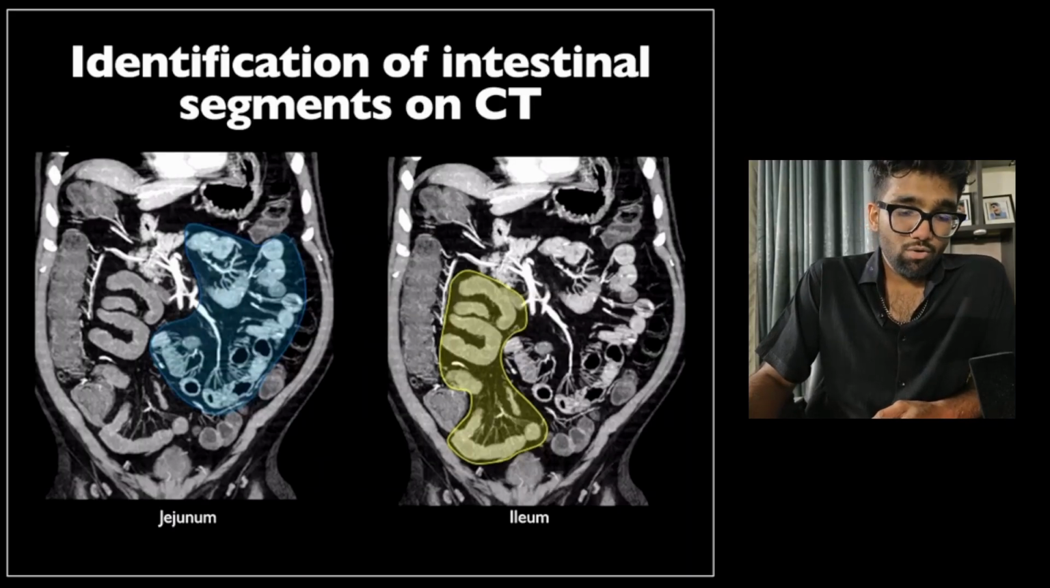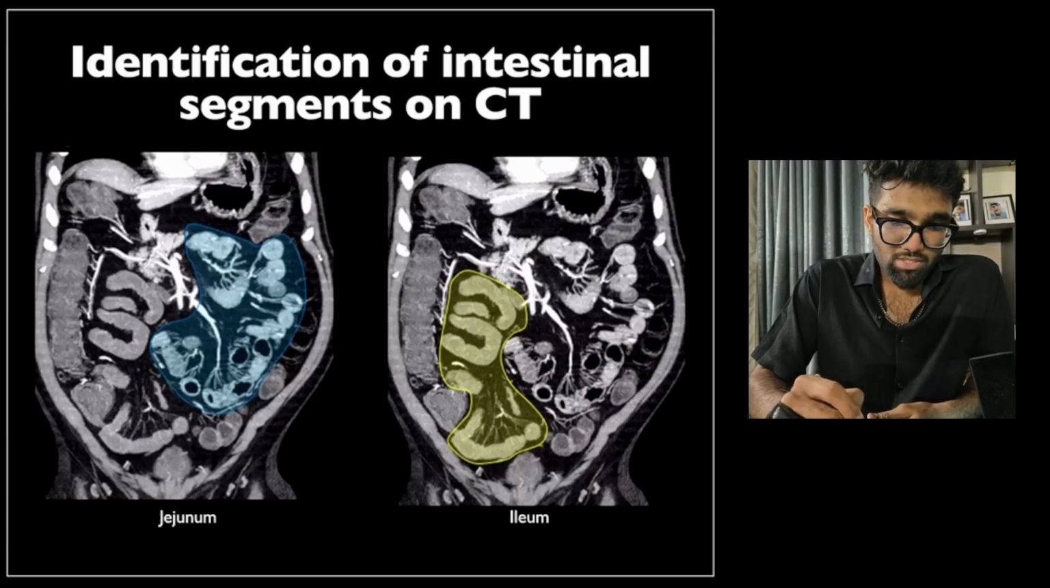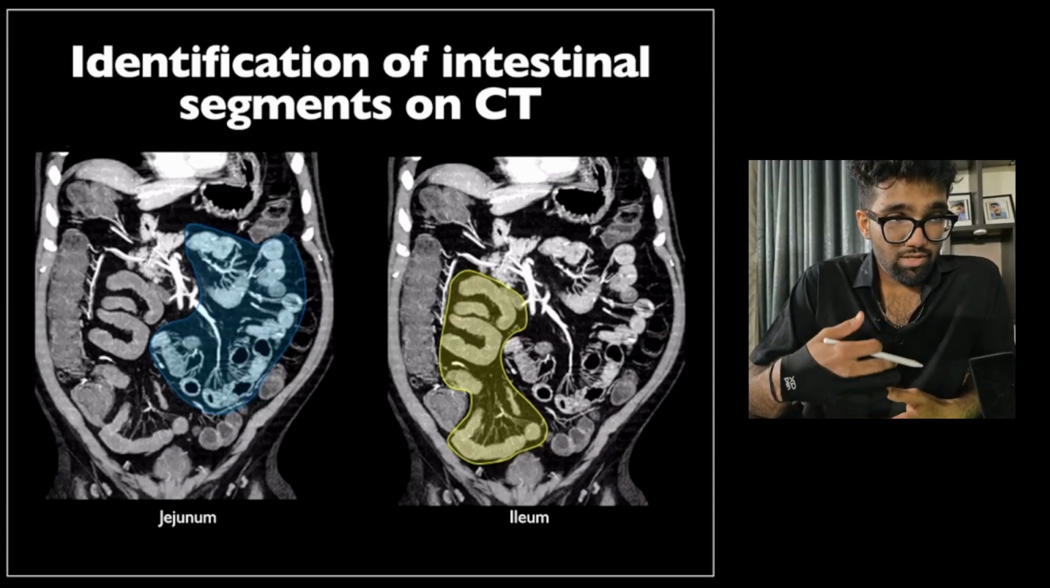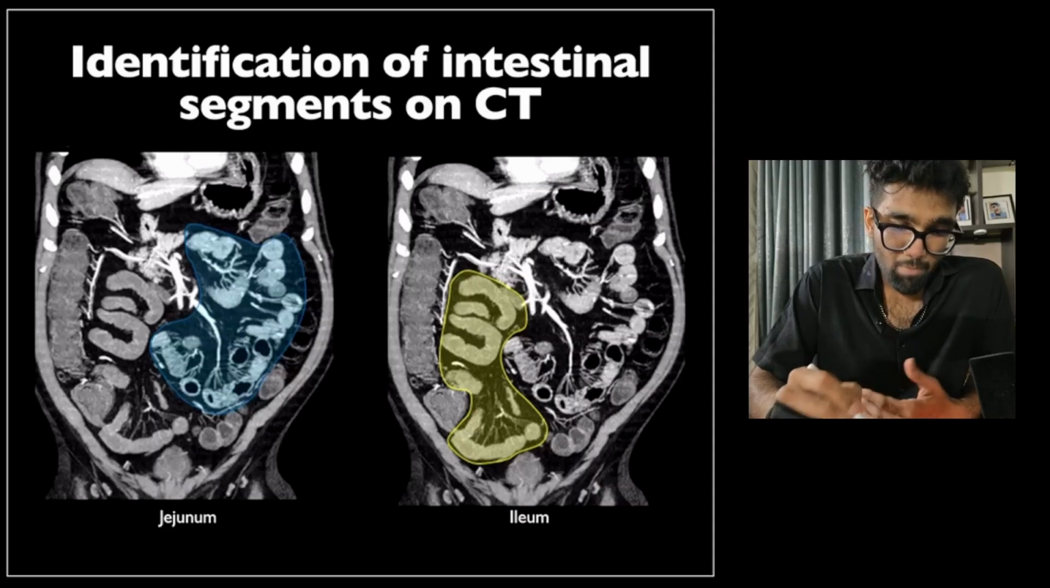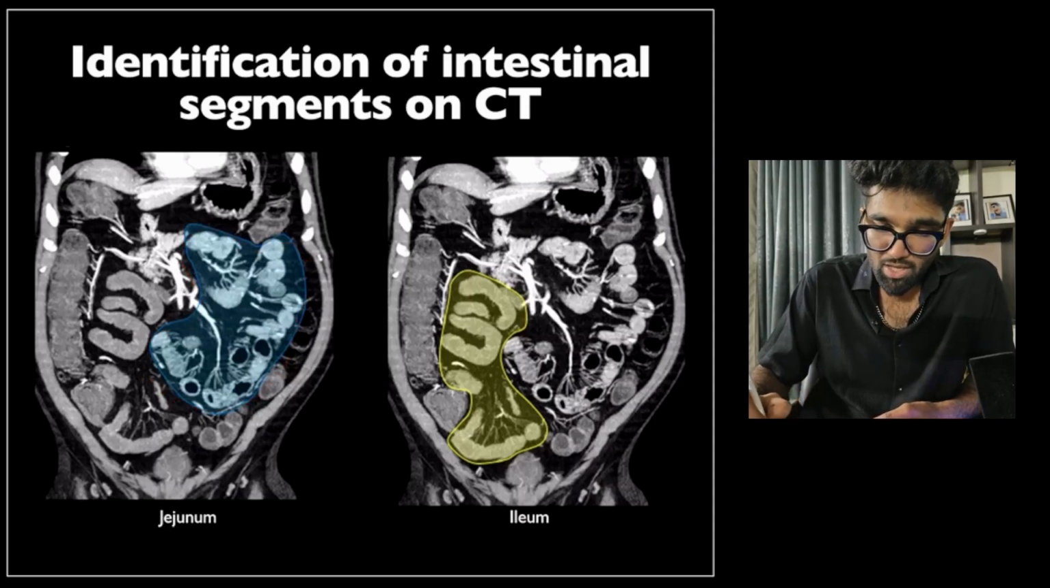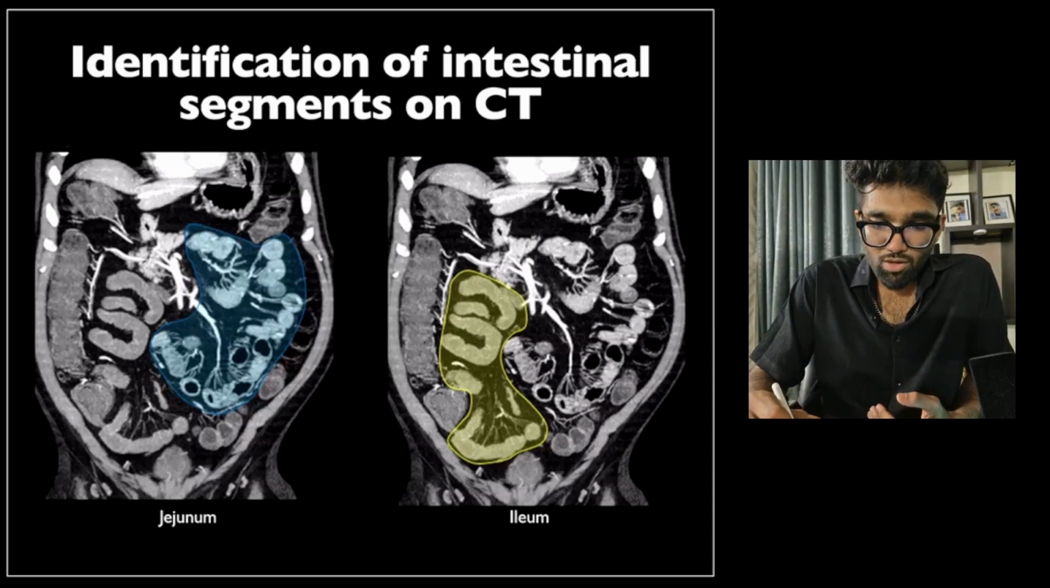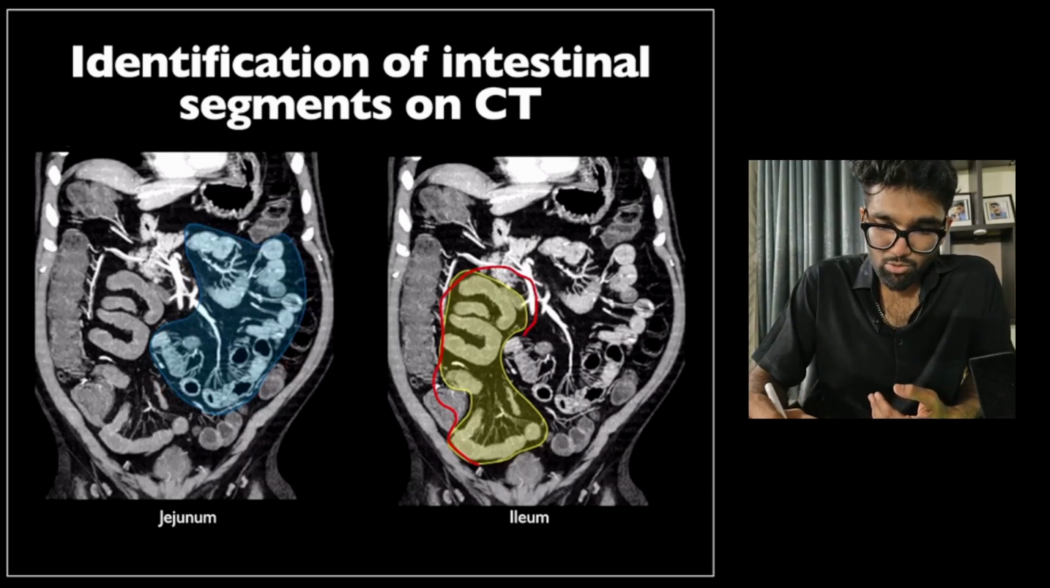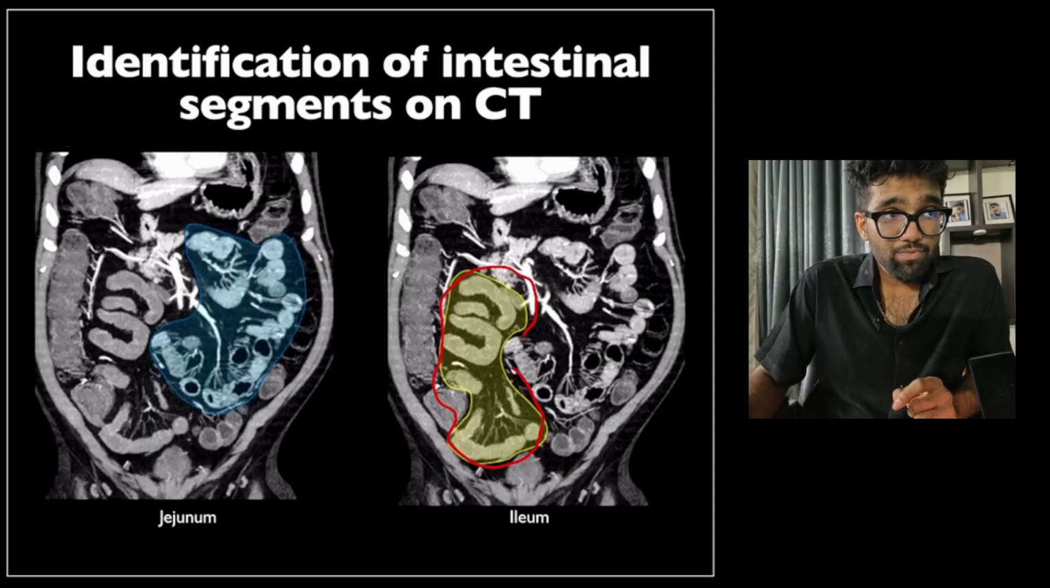Okay. Now again using coronal images, you can see that in a coronal image towards the left of the patient and the upper part of the abdomen, you have the jejunal loops. These are the jejunal loops. And towards the right and lower half of the abdomen, you've got the ileal loops. Now, notably, jejunal loops are noticeably thicker.